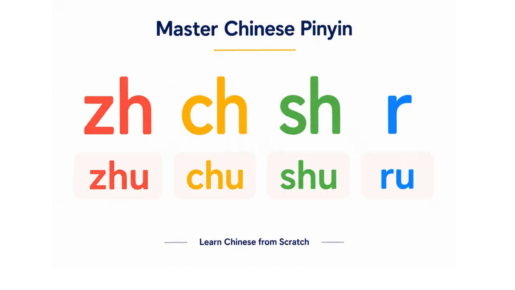Chi, chi, chi, chi, chi. Chi is the aspirated version of zhi. Same tongue position as zhi, but with a strong burst of air.